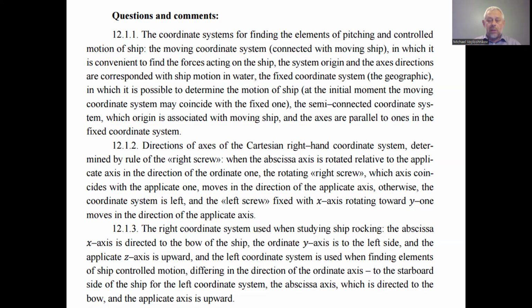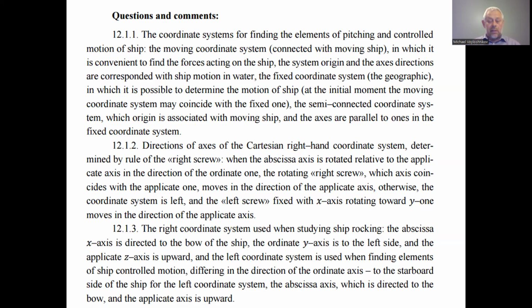The left coordinate system: the abscissa axis is directed to the ship bow, the ordinate axis for the left coordinate system is directed to starboard, and the applied axis is directed upward. So, for example, the left coordinate system we usually use to solve the mathematical equation of ship rolling. For the controlled motion of ship, we can use the right coordinate system. This differs from the left coordinate system in that the ordinate axis is directed to the port side of the ship.